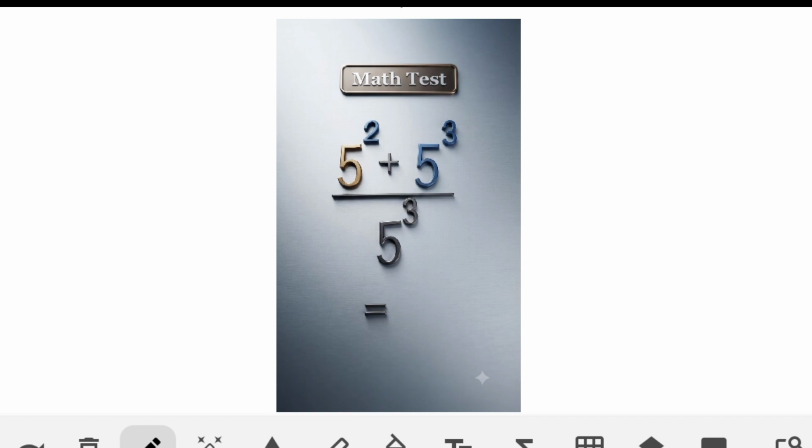The question is (5 square plus 5 cube) by 5 cube. Our question is 5 square plus 5 cube by 5 cube.